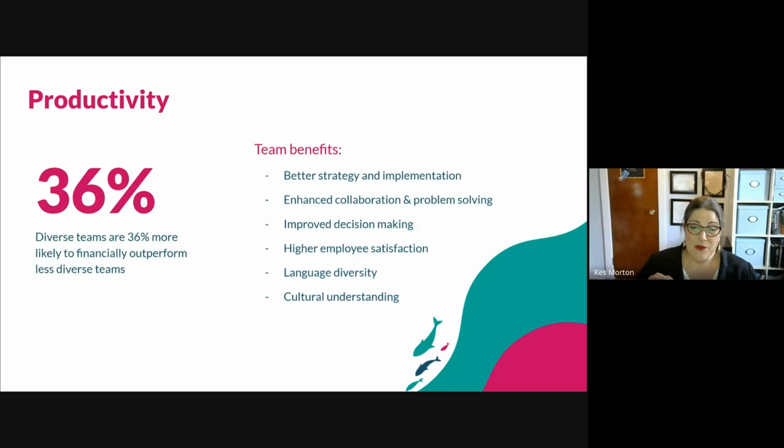Productivity. So there has been a lot of research on productivity of diverse teams. They are 36% more likely to financially outperform less diverse teams. So straight up, why wouldn't you do this, honestly? Better strategy and implementation, enhanced collaboration and problem solving, improved decision-making, higher employee satisfaction, language diversity, and cultural understanding.